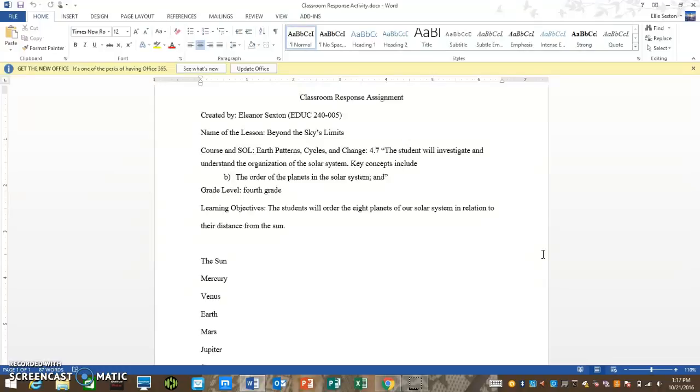The learning objective will be that the students will order the 8 planets of our solar system in relation to their distance from the sun.